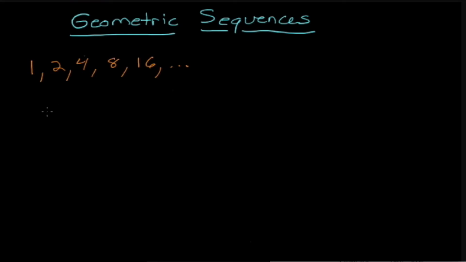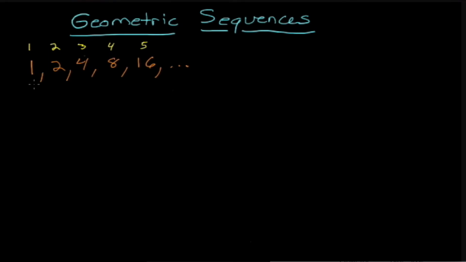Okay, so now let's take a look at geometric sequences. This is an example of a geometric sequence. We start with 1, we go to 2, then 4, then 8, then 16. And in the same way that an arithmetic sequence is just a sequence of numbers, and each number has a placement in the sequence, so does a geometric sequence. So 1 is the first term, 2 is the second term of this sequence, 4 is the third, 8 is the fourth, and 16 is the fifth.